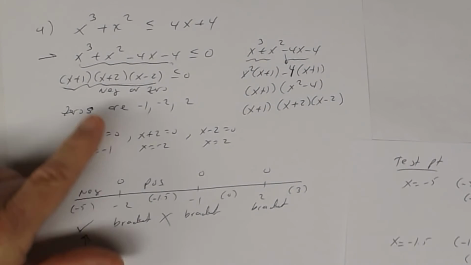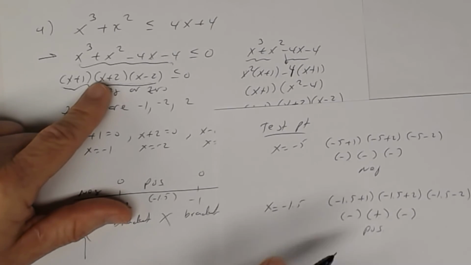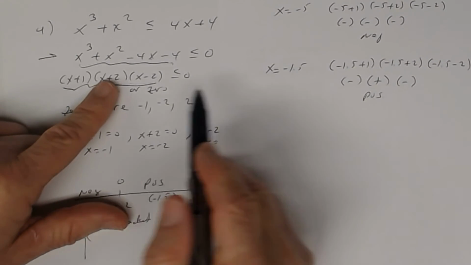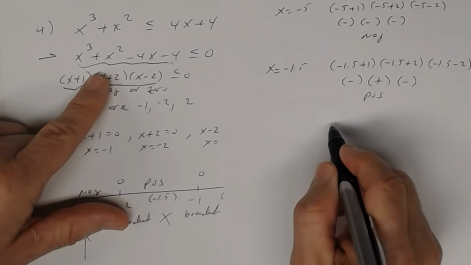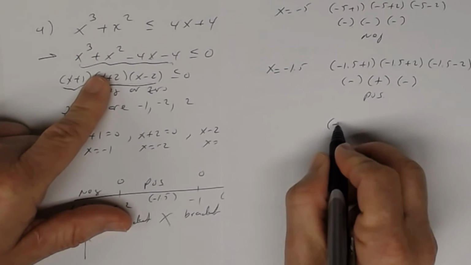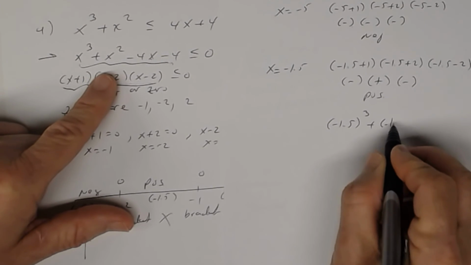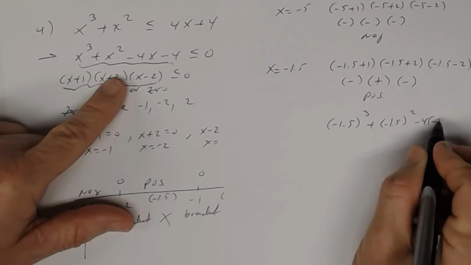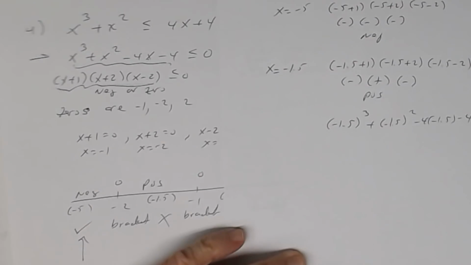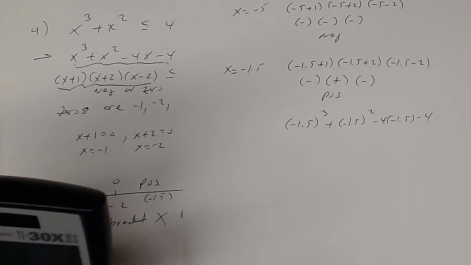Now I just want to say, if you went back to this one, now don't go back to this one, go back to this one, because you want to determine if it's negative or positive. Now use your calculator carefully. Since x is negative, you are going to need parentheses. So -1.5 cubed plus -1.5 squared minus 4 times -1.5 minus 4. And on your calculator, hopefully we'll get a positive number, because that's what we said it was supposed to be.